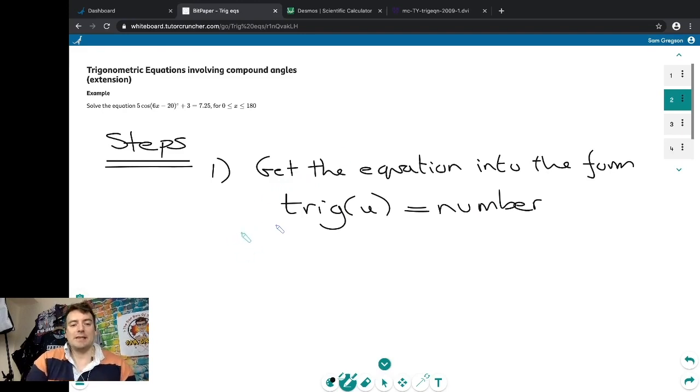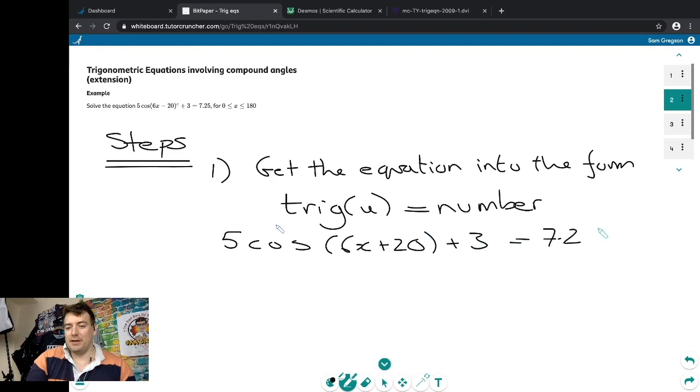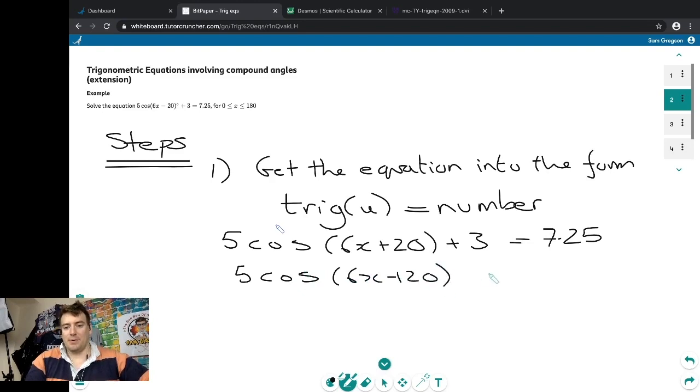So how could we take what we have, which is 5 cos of 6x plus 20 plus 3 equals 7.25, and rearrange it into the format that we see there, which is a trigonometric function of u equals a number? What could we do? I think initially, if we take the 3 to the other side. Good, that's a good idea. So we'll get rid of the 3 straight away, and that gives us 4.25, as you correctly say. Good. What can we do now?